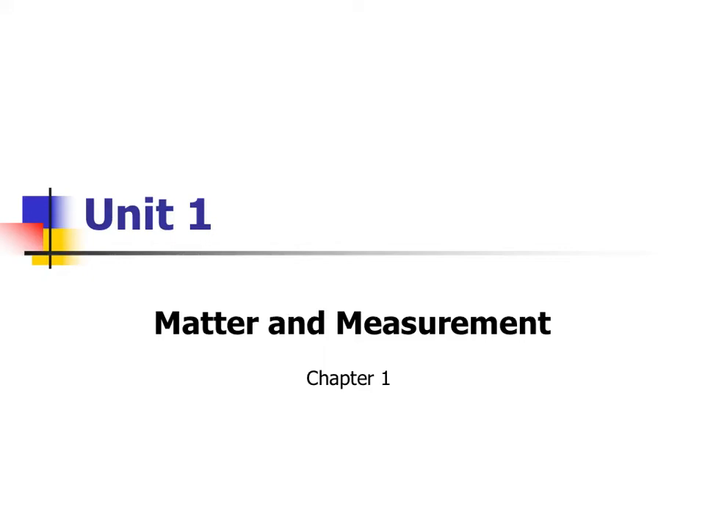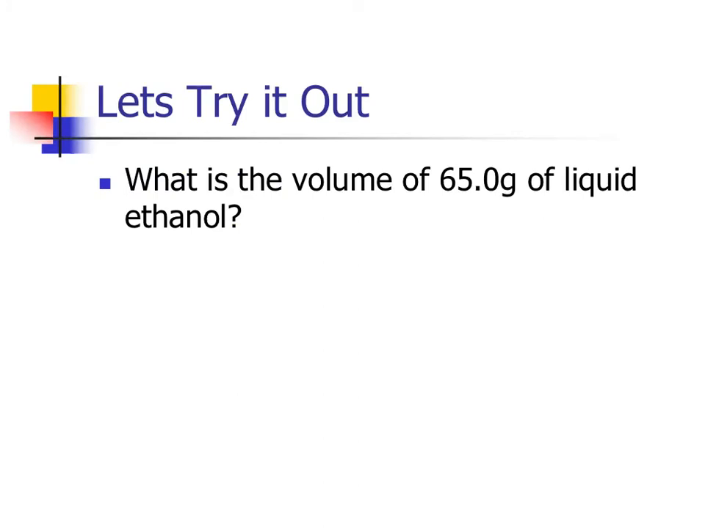In Unit 1, more specifically on the measurement side, we finished off and did one calculation of density. Let's continue that. So, what is the volume of 65 grams of liquid ethanol?